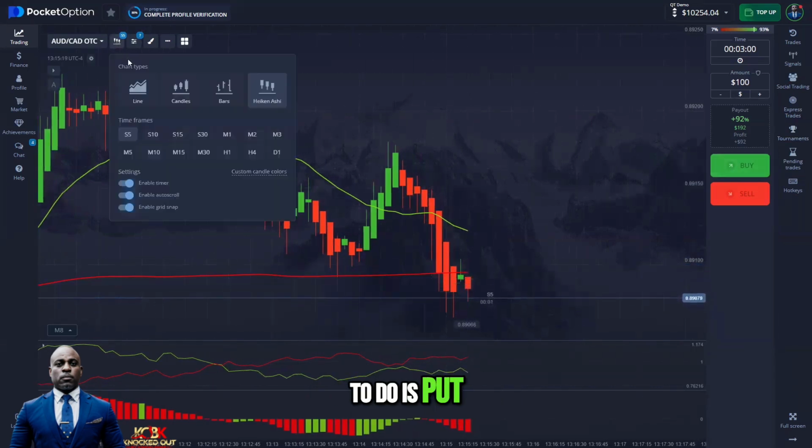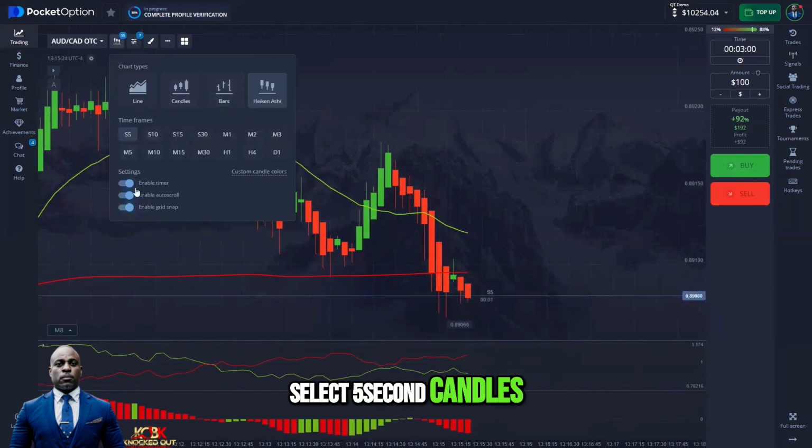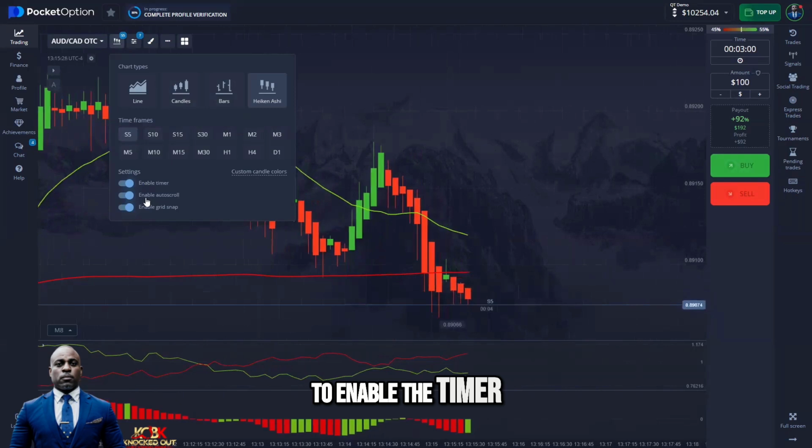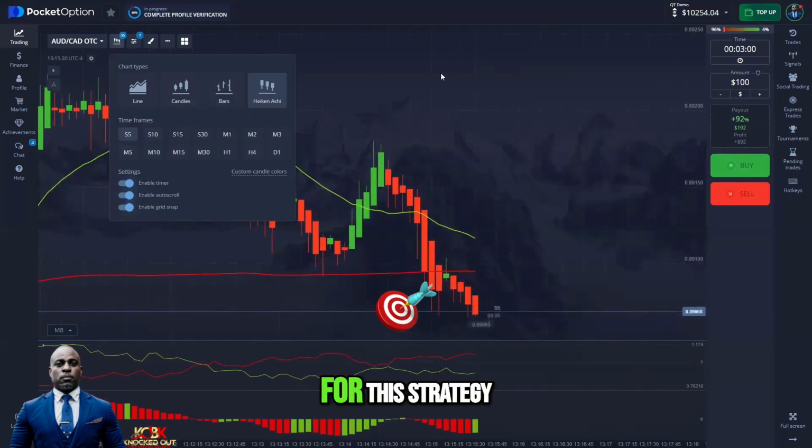First thing we like to do is put our candles to Heikin Ashi. Then we're going to select 5-second candles. And then we're going to enable the timer, enable auto scroll, and also enable grid snap. These are very important for this strategy.